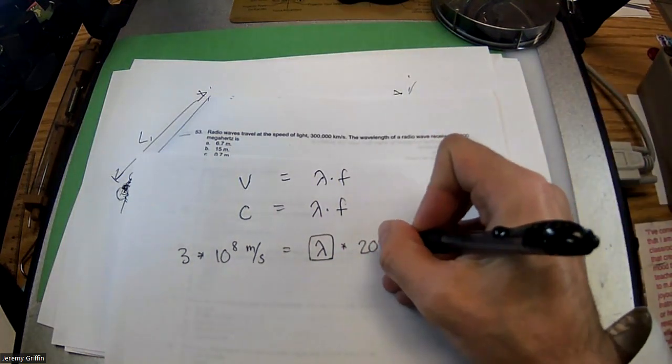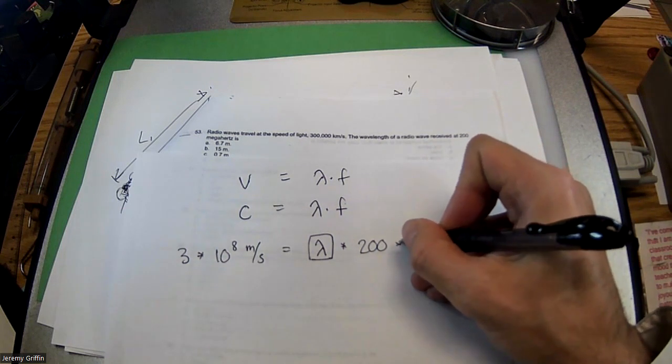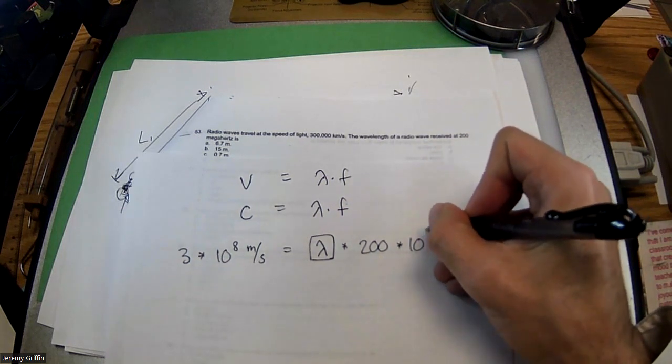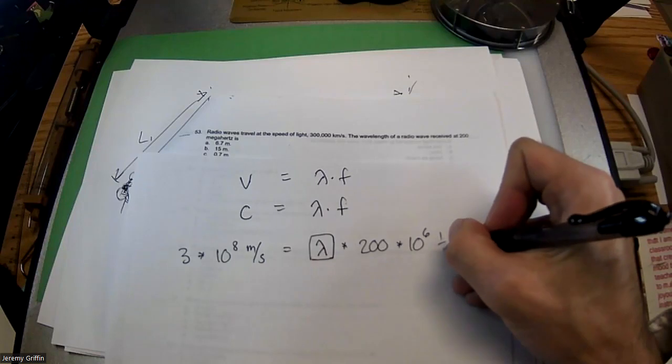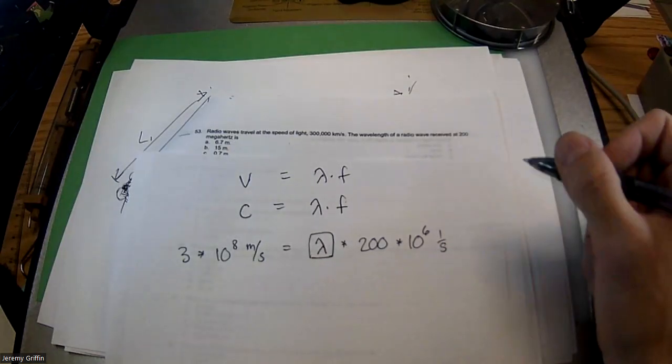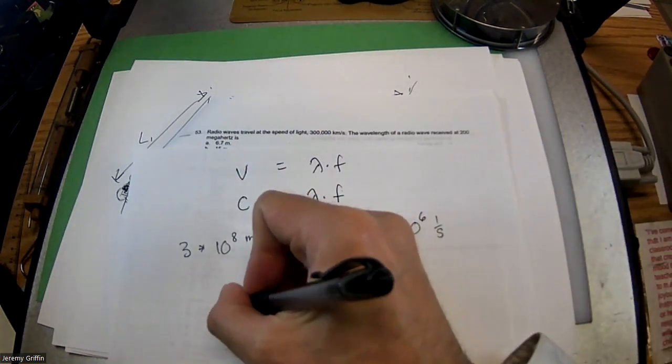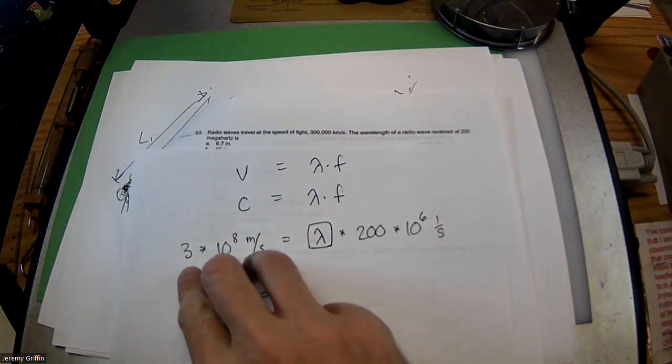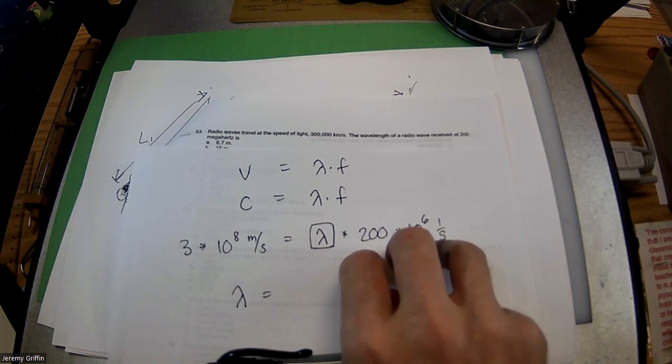So that's 200. Now, mega, guys, mega is 10 to the what? 6, right? Hertz is like 1/second, cycles per second. Right, would that be true? So if I'm solving for a wavelength, can I take 3 times 10 to the 8 meters per second and divide by this 200 megahertz?